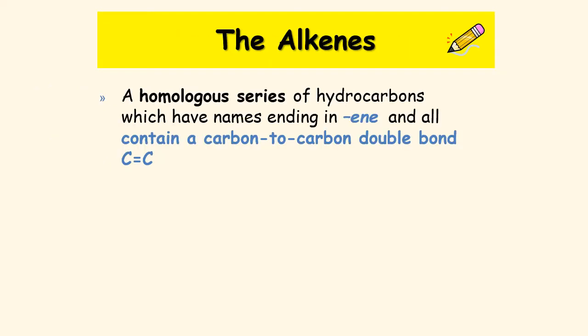Now, the alkenes are a homologous series of hydrocarbons, and their names end in ene. Remember that the previous homologous series were alkanes, where they ended in ane. This one ends in ene. And what makes an alkene different from an alkane is that alkenes contain a carbon-to-carbon double bond. So at some point in an alkene, you will see two bonds between the same two carbon atoms.